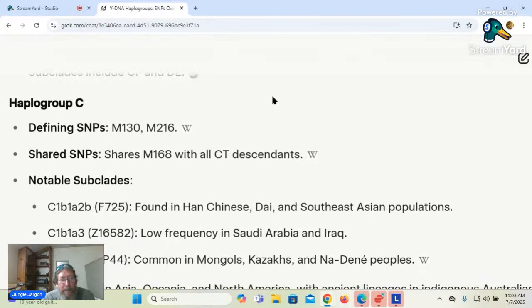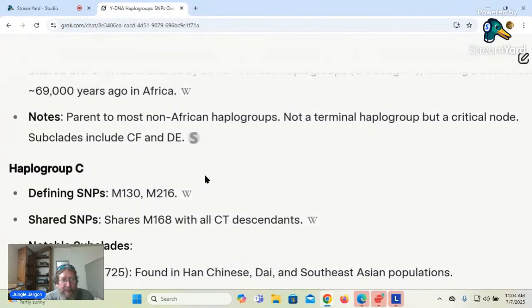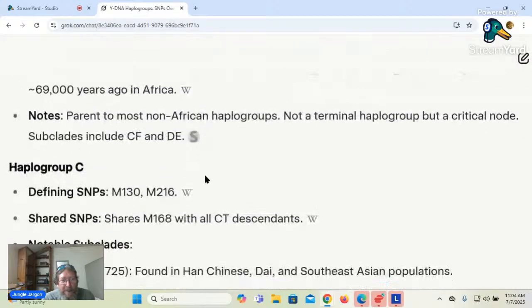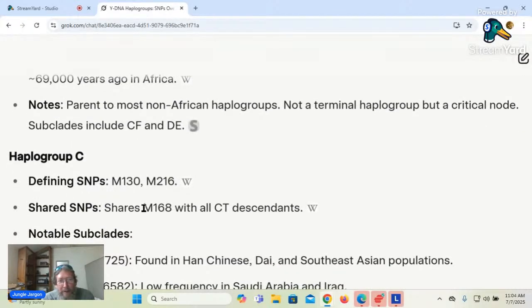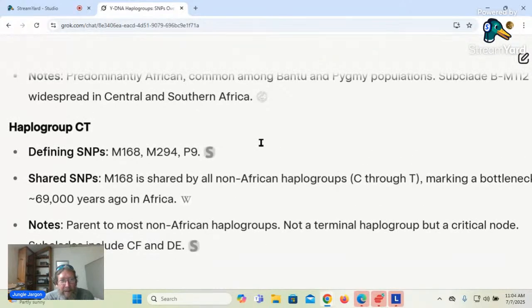So the C group, of course, is Nimrod. His defining lineage is M130 and M216. He shares this M168 with everyone else in the world, including D and E, which there was a time where Grok didn't explain it well to me, or he was giving me bad information. But it's a marker that's shared with everyone in the entire world except for A and B.